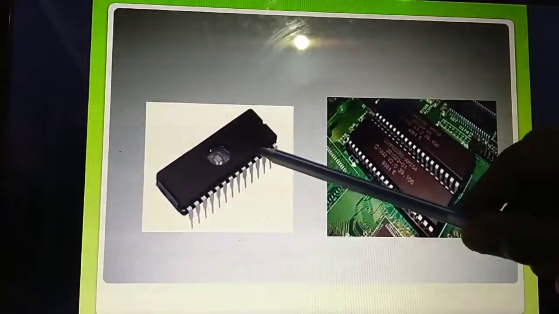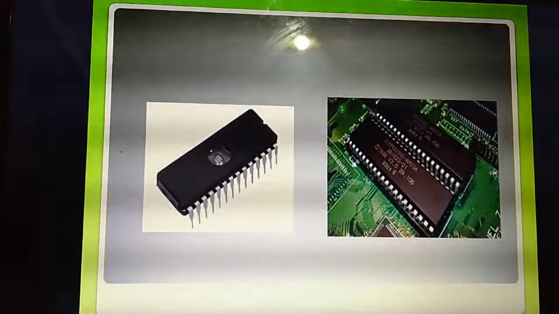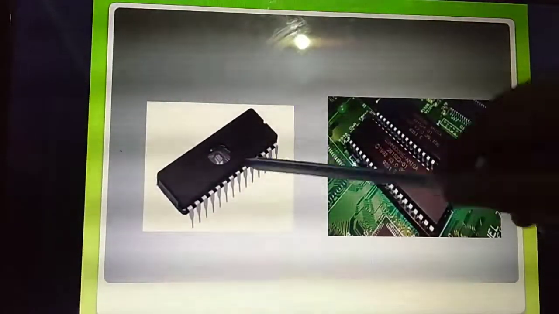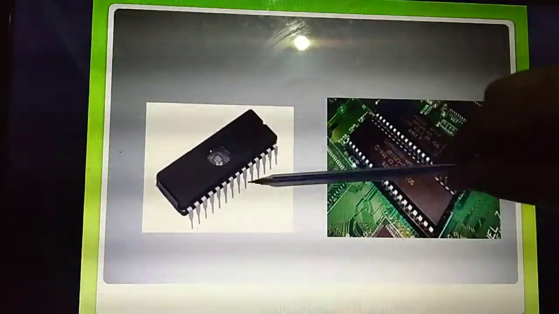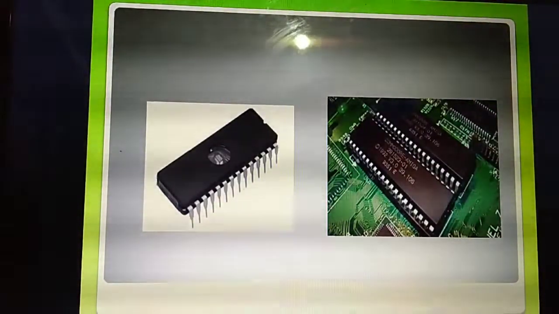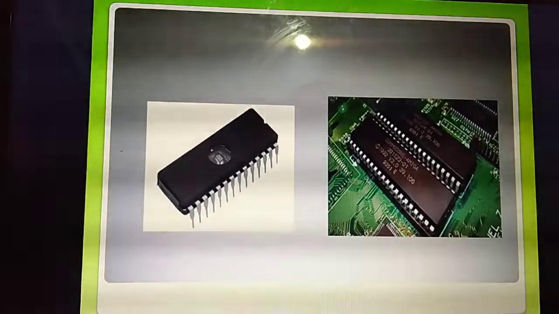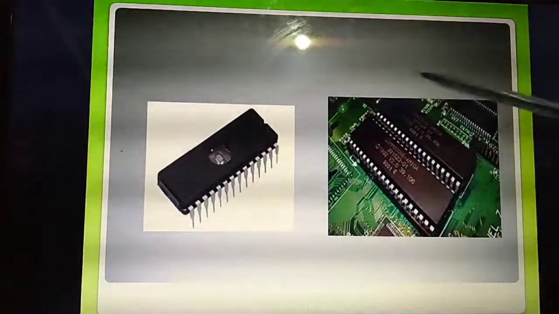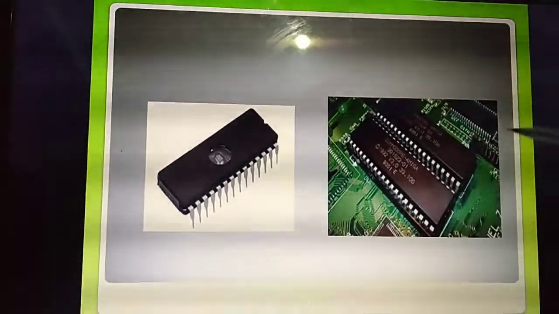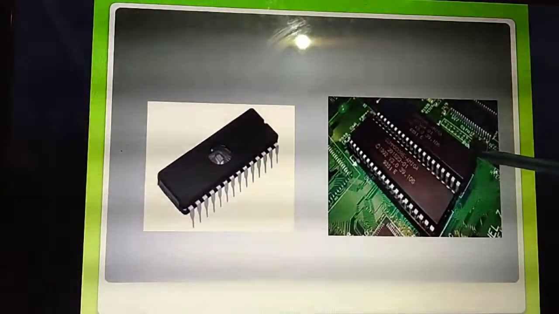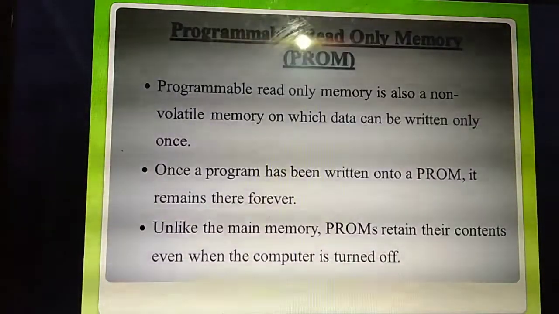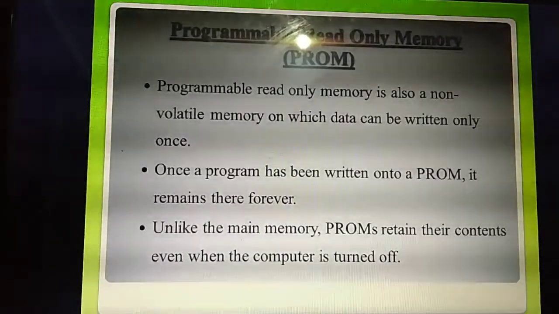See, this is a picture of a ROM. This is called a ROM chip. Yesterday I showed the picture of RAM, isn't it? That RAM is different from this ROM. This is like a chip, and this chip contains pins. This ROM is mounted on the motherboard. See, on the motherboard two ROMs are mounted. Is it visible? The green colored portion is called the motherboard. On the motherboard only they mount this ROM. Understand?